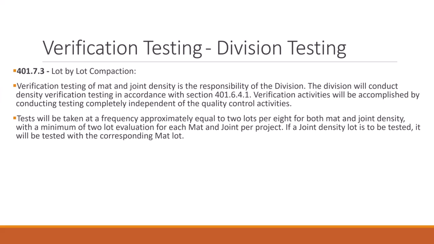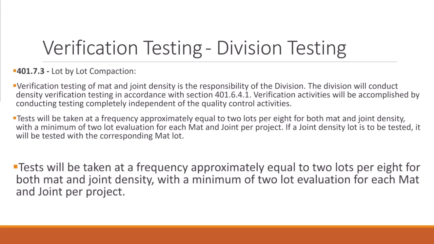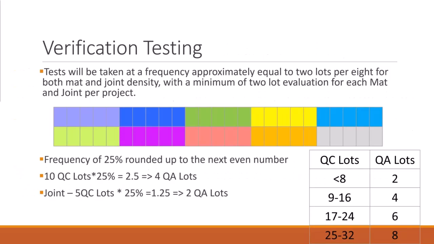After it went through everything, it got a little confusing, I think, but the way it was meant was frequency to be 25% of the lots that were done. You always round up to an even number because, like Chad said, to do the statistical evaluation, we need 2 lots to compare against one another.